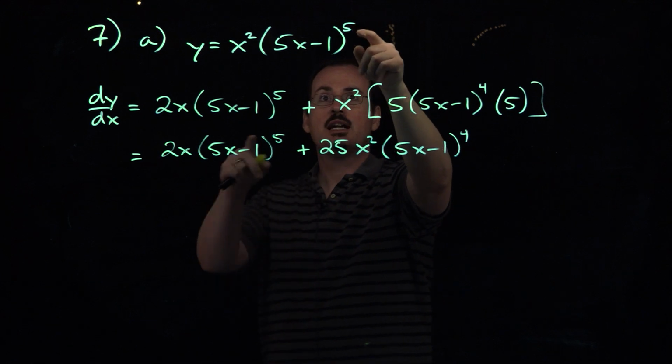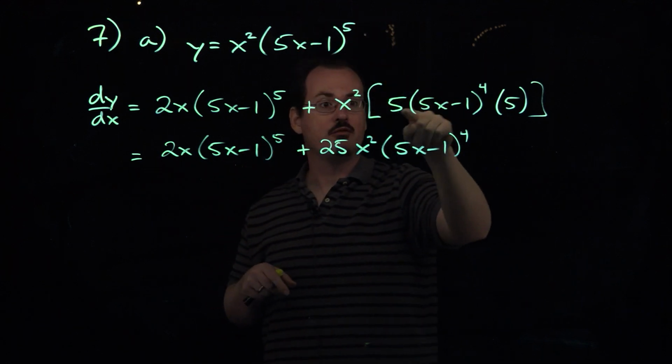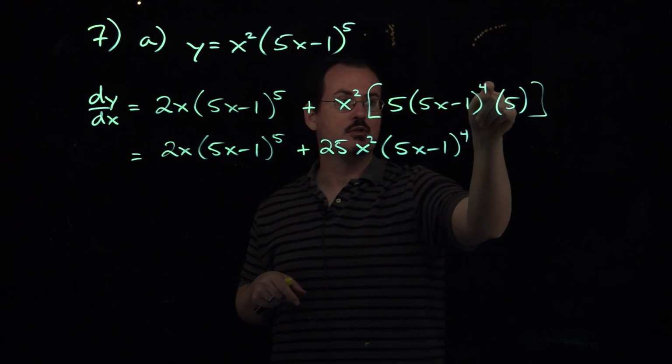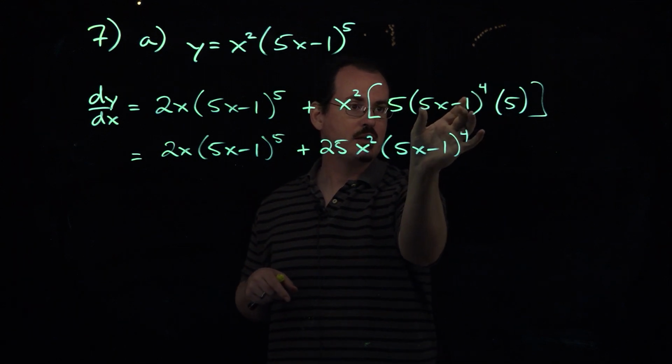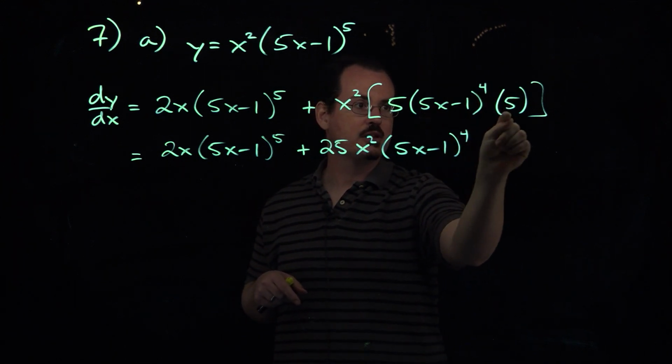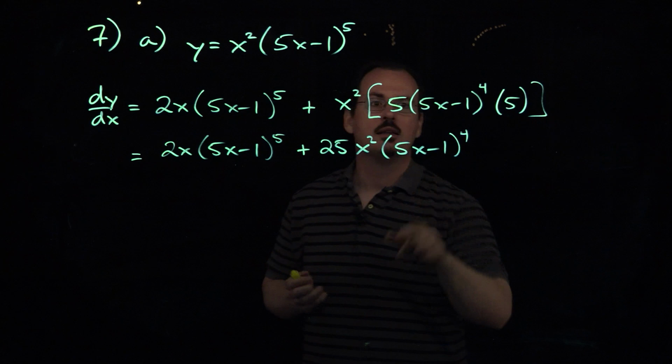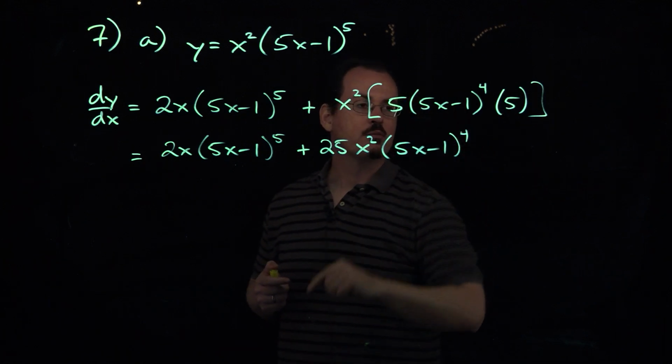So what do we do with this second function? We take the 5, we put it in front, we leave that function alone, we lower that by 1, and then we multiply by the derivative of the thing that's on the inside of the parentheses. So that's a 5 there. That 5 is coming from the derivative of 5x minus 1.